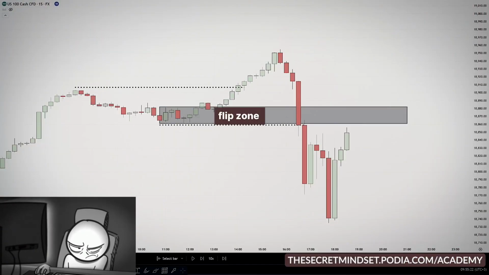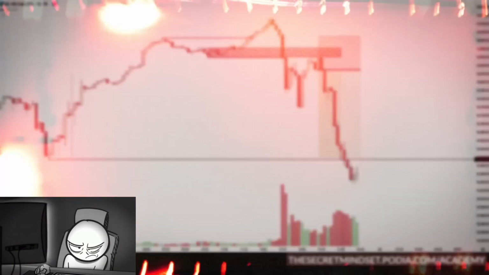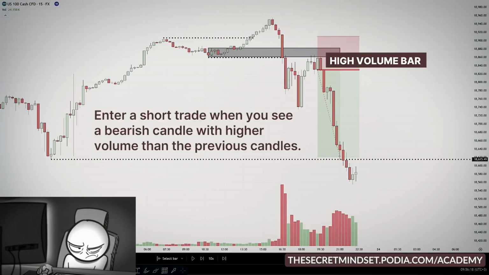Next, you look for the last area of demand before the change of character. The last place where buyers were in control before the sellers took over. So this previous area of demand has now flipped and then became a potential supply. We wait for a retracement to our new supply zone and then enter the short trade when we see a bearish candle with higher volume than the previous candles. It's the confirmation of strong interest from sellers at this level.